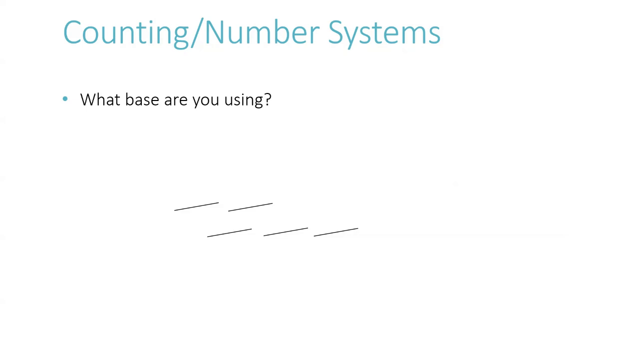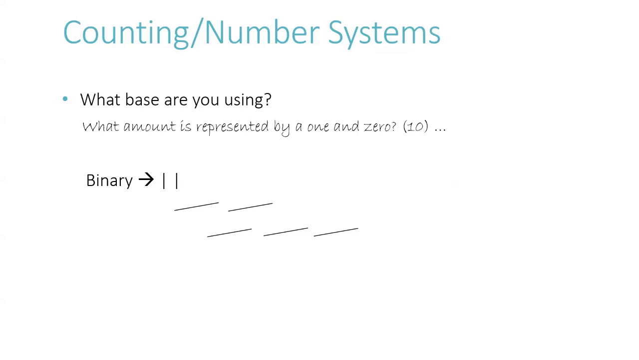Well, there's a quick shortcut to figure out which numbering system or what base is being used, and that is to ask: what is the amount represented by the combination of a 1 and a 0, with a 1 in the leftmost column and a 0 in the rightmost column? If it's a binary system, again, sorry about those squiggles, then the 1 and the 0 has a value of 2 tally marks, or 2.